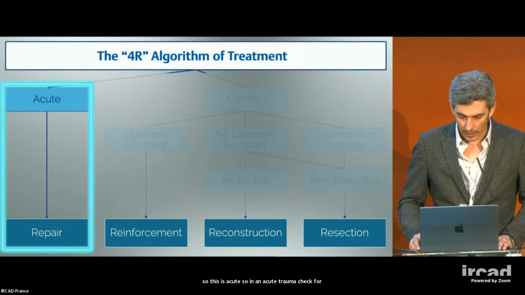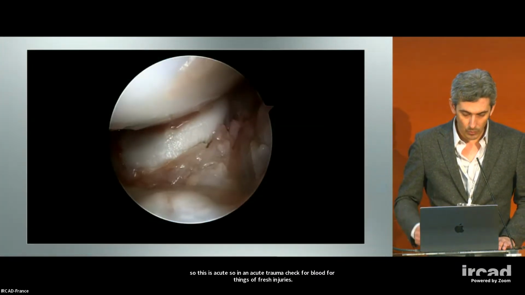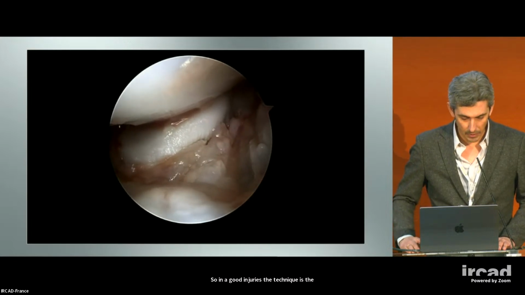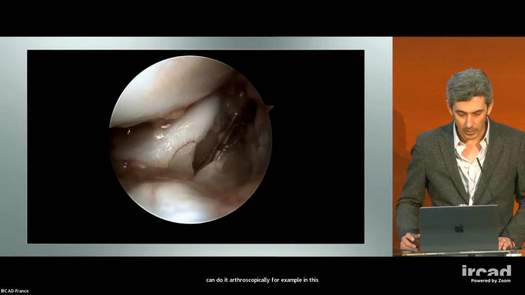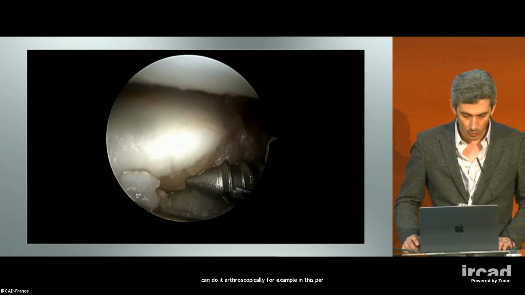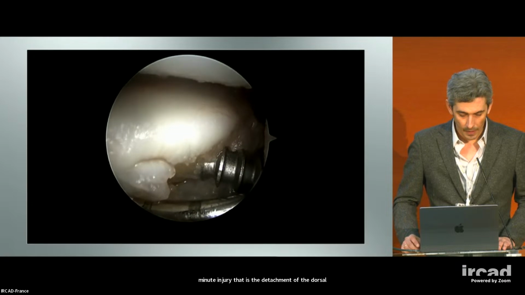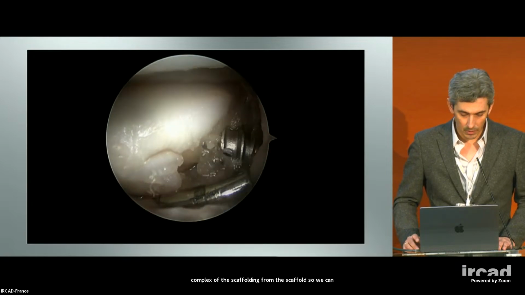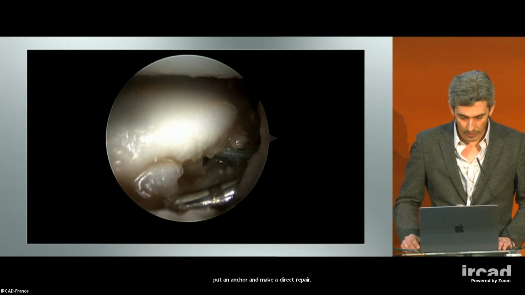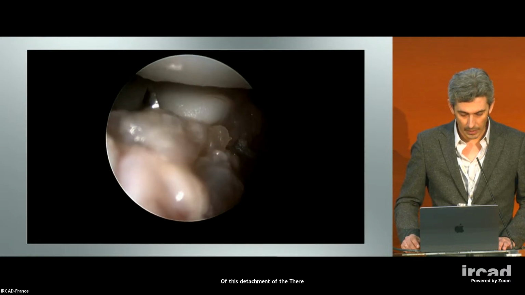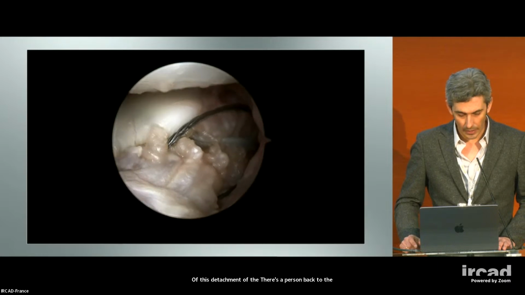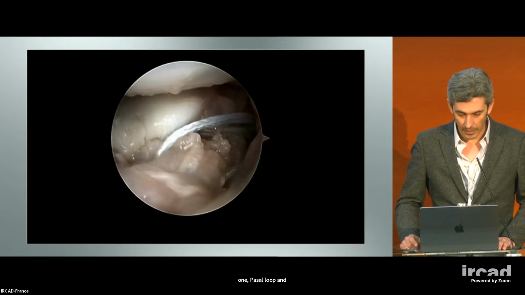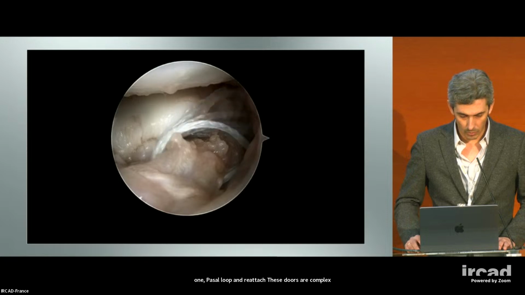So in acute injuries, the technique is the repair. And we can do it arthroscopically, for example, in this perilunate injury, that is the detachment of the dorsal complex of the scapholunate from the scaphoid. So we can put an anchor and make a direct repair of this detachment of the dorsal portion back to the bone. So normally we put an anchor, pass a loop, and reattach this dorsal complex directly to the bone.